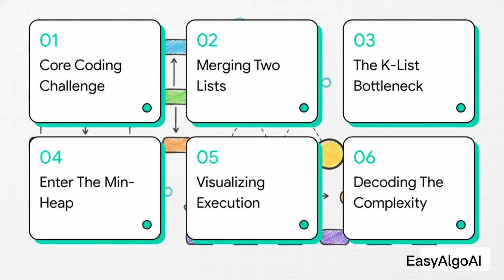Okay, let's dive right into this. Here's our roadmap. We'll define the core coding challenge, review what it's like to merge just two lists, and then expose this massive k-list bottleneck. From there, we introduce our absolute hero of the day, the min heap, visualize how it executes, and finally, decode the time and space complexity.